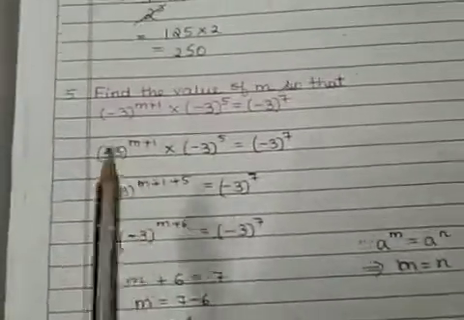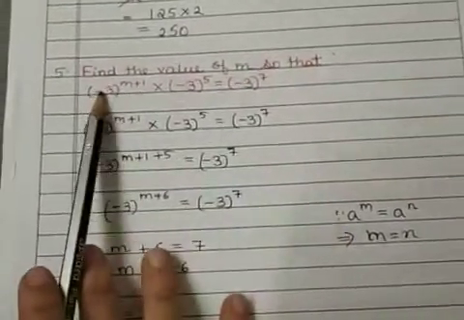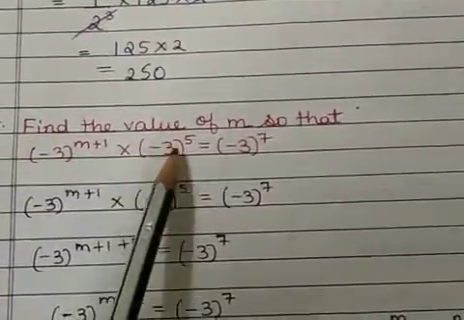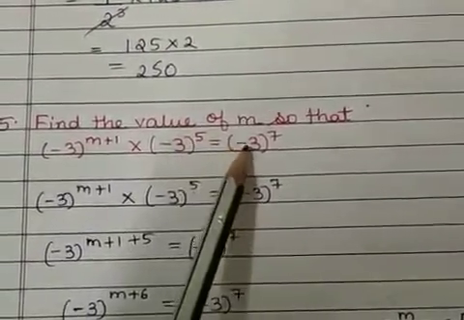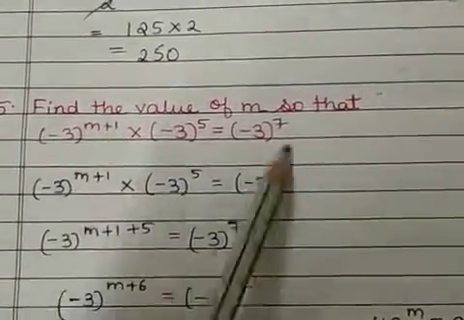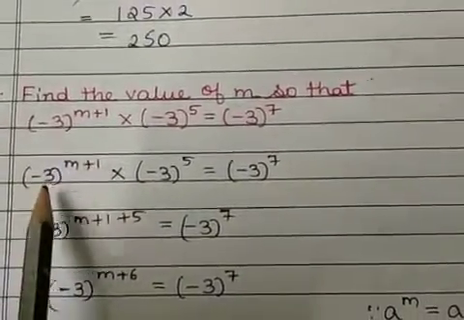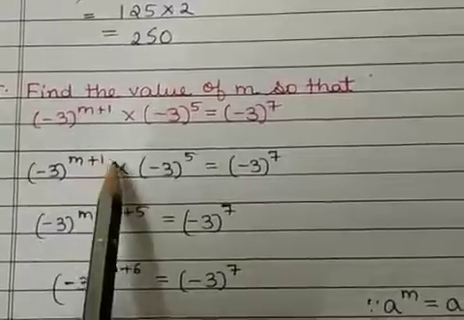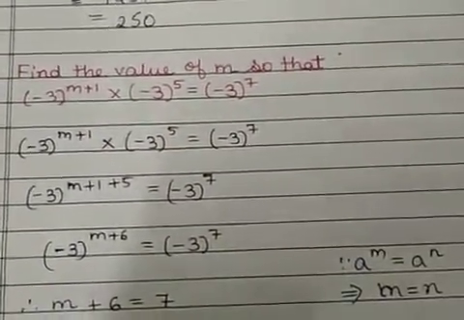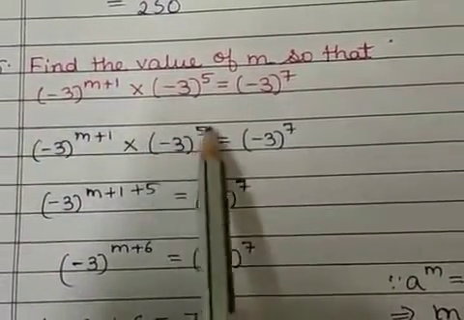Now let us see another example. Find the value of m so that (-3)^(m+1) multiplied by (-3)^5 is equal to (-3)^7. Okay, you have to find the value of m where this equation is given to you. So let us consider the equation. You have (-3)^(m+1) multiplied by (-3)^5 is equal to (-3)^7.